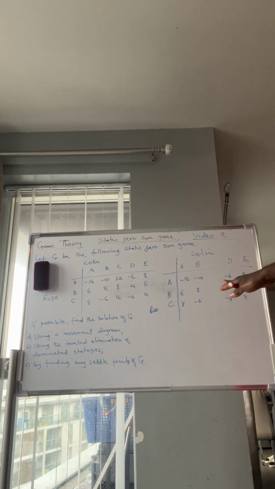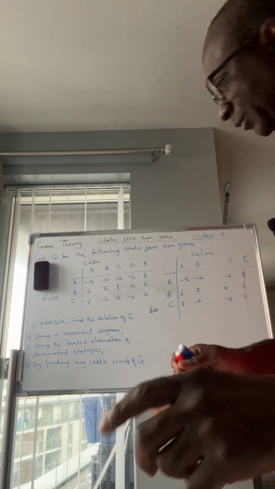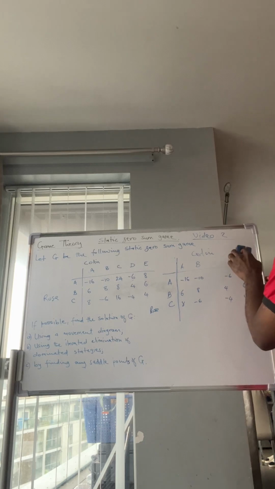Then again, let's see what remains here. We have column D and column E. Column E dominates column D. Each entry here is bigger than its corresponding entry. 8 is bigger than minus 6, 6 is bigger than 4, 4 is bigger than minus 4. So column E dominates column D. Therefore, column E goes. That is the second iteration. This one is gone.